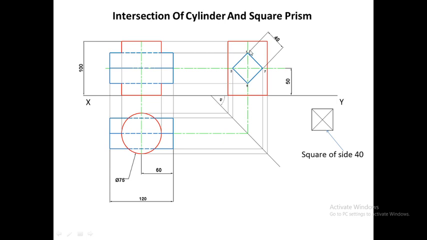But you can see here, in order to join point 1 to 7, 7 to 5, 5 to 3, or 3 to 1, we do not have the third extra point. So we have to mark the third extra point so that we can draw the curve in the front view. So along with these points, we have to mark some extra points so that we can draw the curve. So we will mark some extra points.